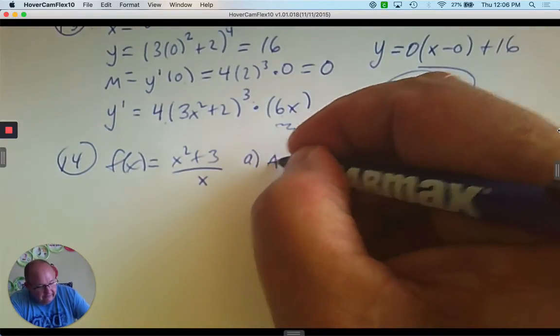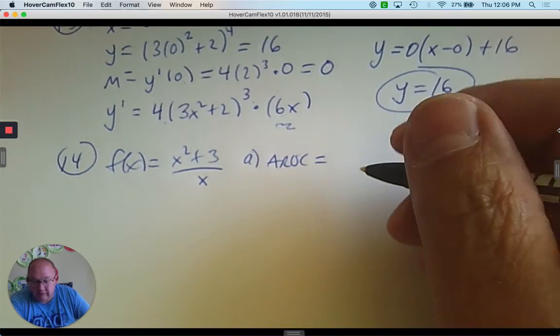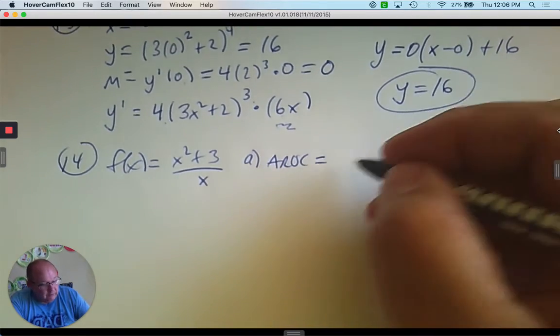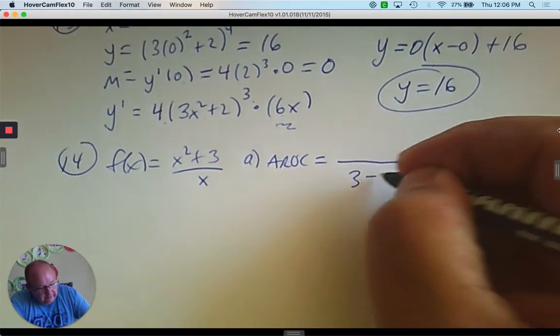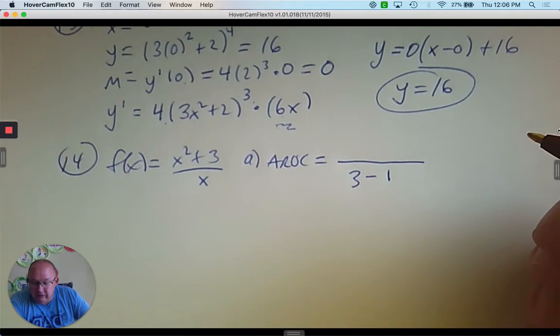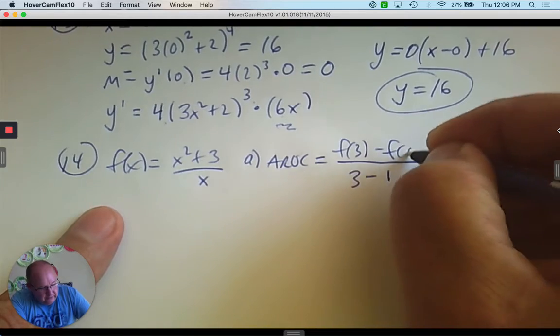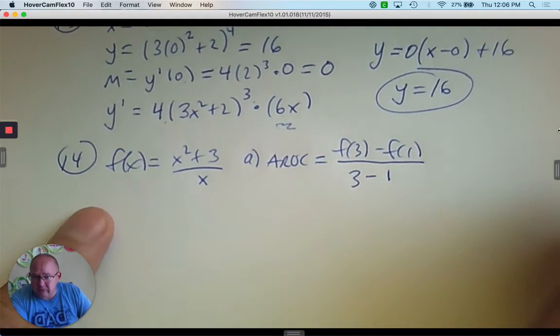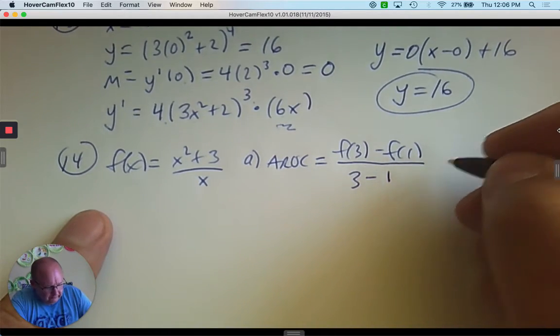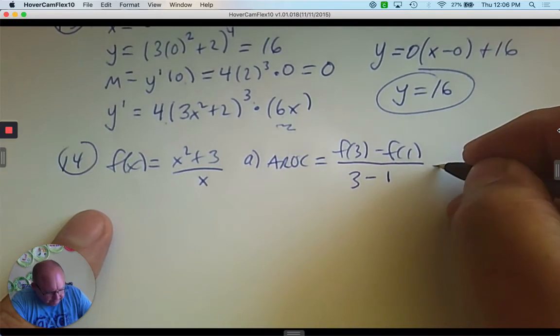14. You're given a function, f of x equals x squared plus 3 over x, and you're asked to find the average rate of change from 1 to 3. So to do that, we're going to take that interval, and that's going to be our denominator. And then our numerator is going to be f at 3 subtract f at 1. That's just the slope formula, right? Sometimes it's called the difference quotient.